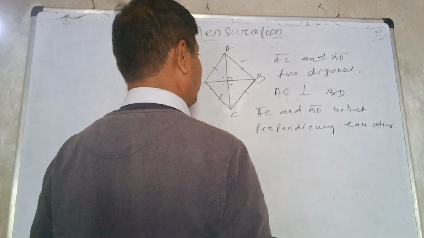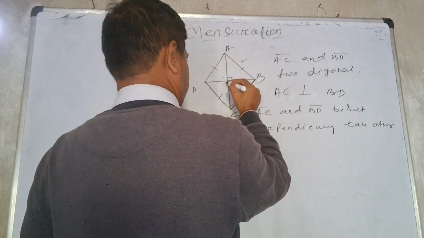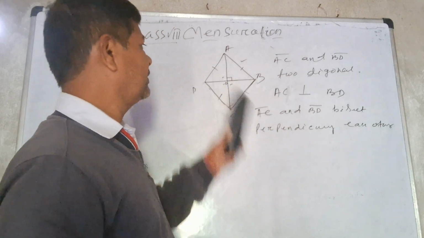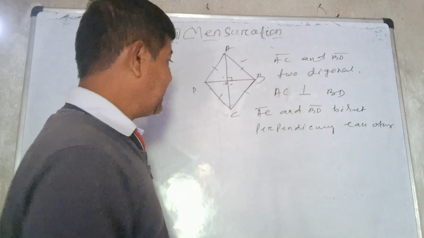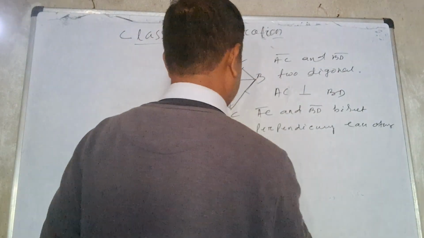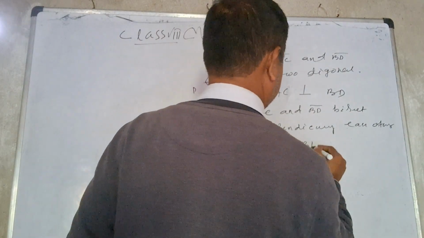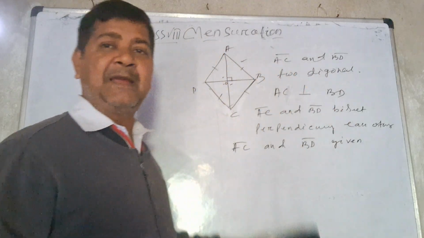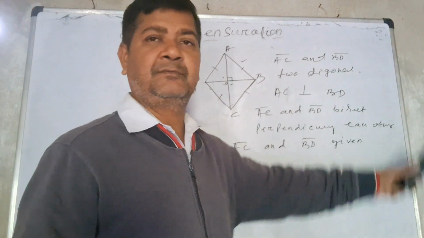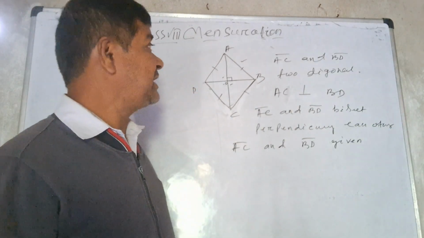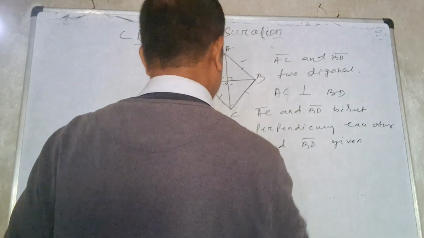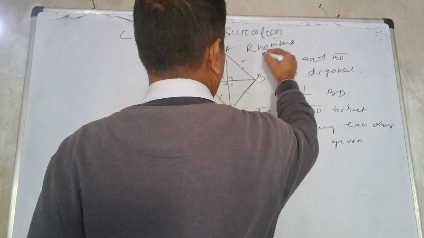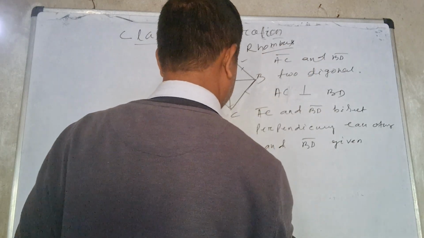This one is given. Let the intersecting point be O. AC and BD are given, then you will be able to find out the area of this rhombus. What is the area of the rhombus?